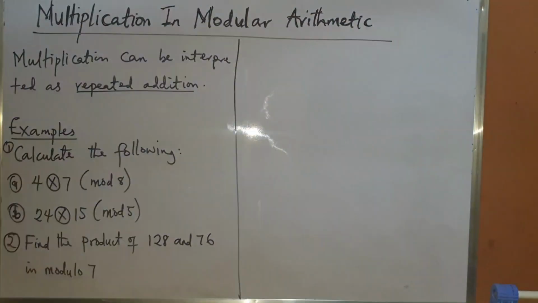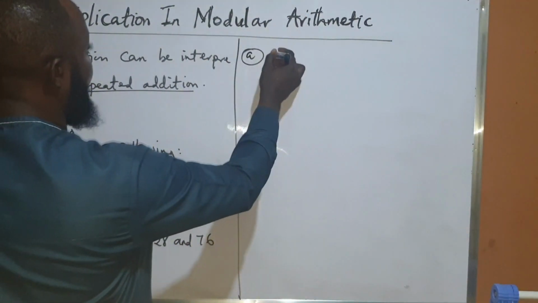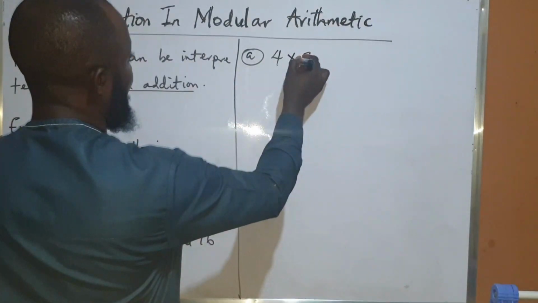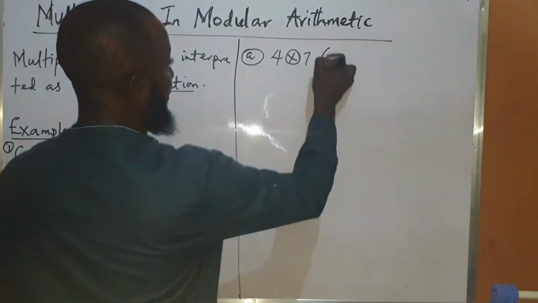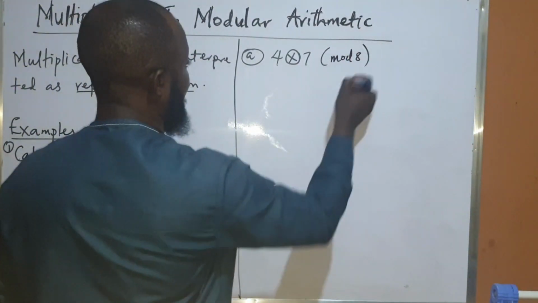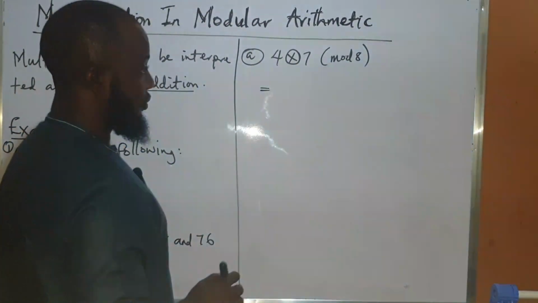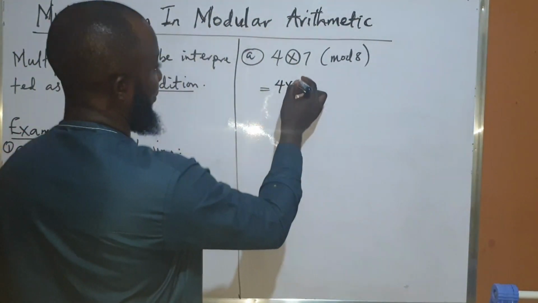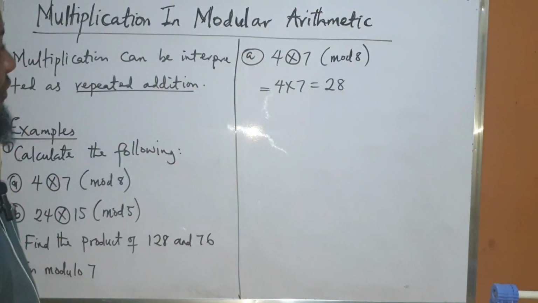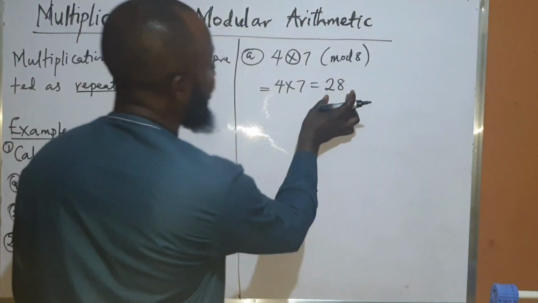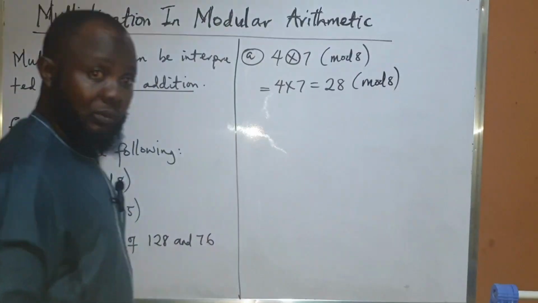The first question we have here: calculate the following. A is 4 multiplied by 7. You can see we have a clock sign there to show it is a mod, so mod 8. The first thing we need to do here is multiply the two numbers together. That is 4 multiplied by 7, which will give us 28. Since this gives 28, we need to simplify 28 in mod 8.